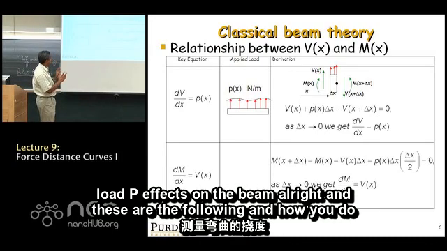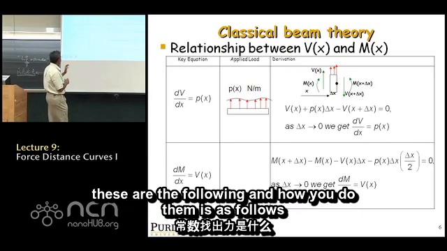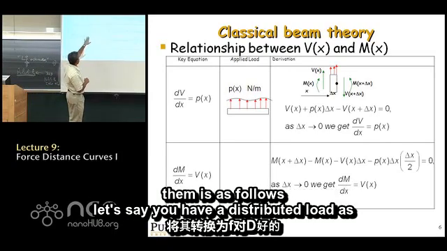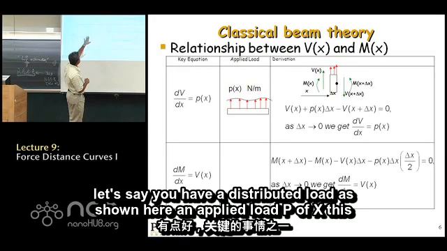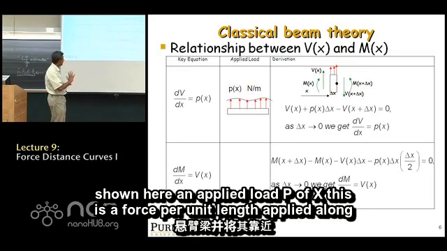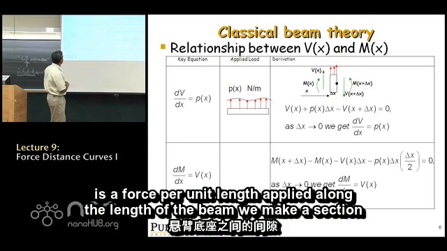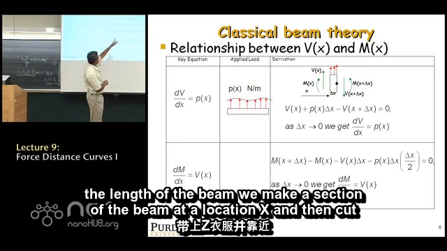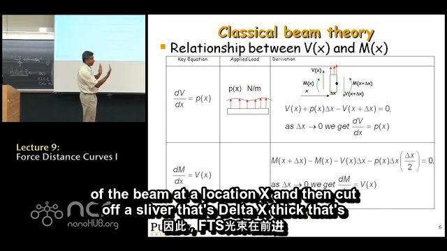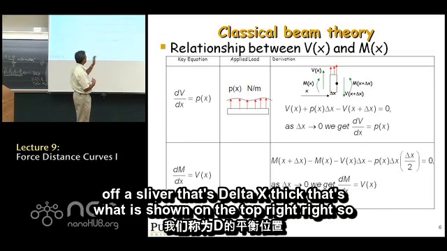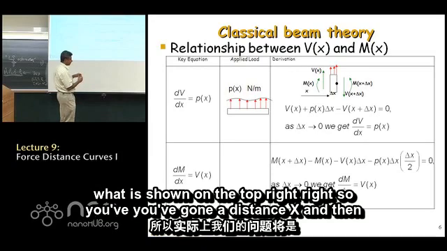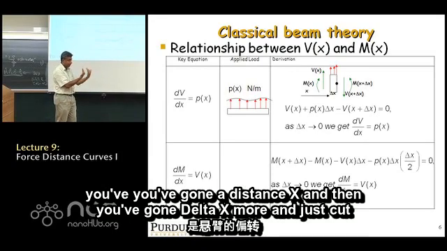These are the following, and how you do them is as follows. Let's say you have a distributed load as shown here, an applied load P of x. This is a force per unit length applied along the length of the beam. We make a section of the beam at a location x and then cut off a sliver that's delta x thick. That's what is shown on the top right. So you've gone a distance x and then you've gone delta x more and just cut off the sliver.